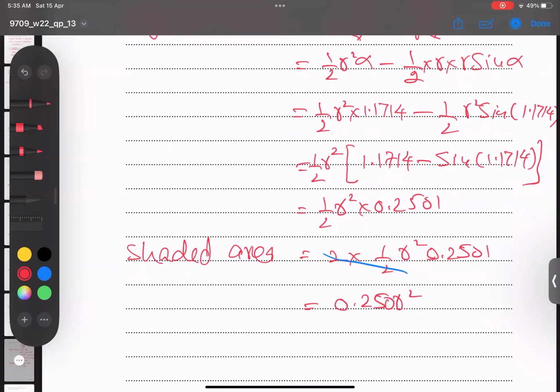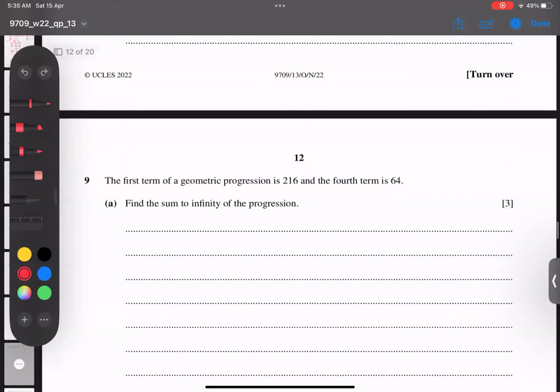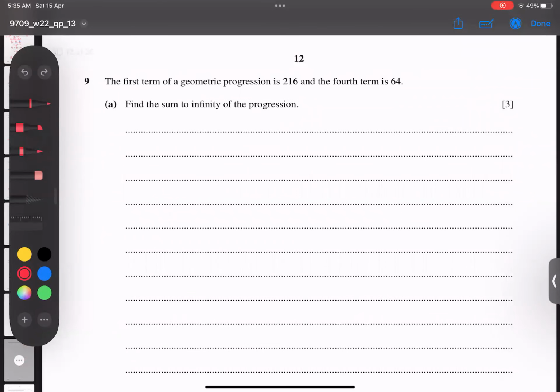You can write the 0 or not, no issue at all, because this is 3 SF. Question number 9. The first term of a geometric progression is 216, so I'm writing 216, but GP. And the fourth term is 64, so T4 is 64. For the geometric formula, A r to the power n minus 1, I'm replacing every n by 4. Why 4? Because he gave us 4.